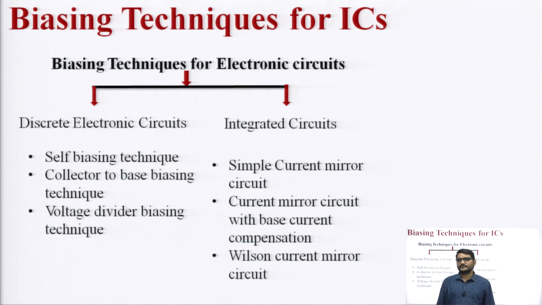For integrated circuits, the biasing techniques have some categories. For example, the simple current mirror circuit with base current compensation, the current mirror circuit with beta compensation, the Wilson current mirror circuit, and the Widlar current mirror circuit. These are current mirror circuits with a low value of resistance, and it is very easy to fabricate them on a silicon chip or a germanium chip. It means they can be available in the form of an integrated circuit.